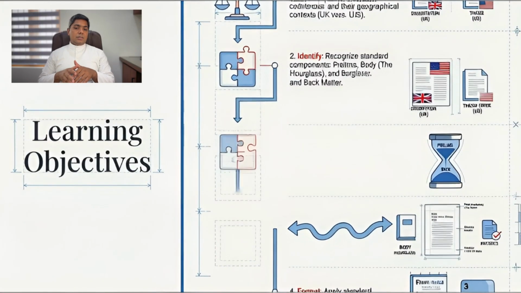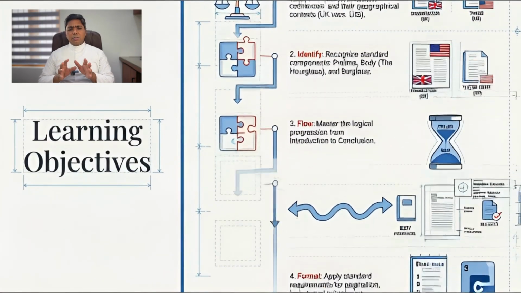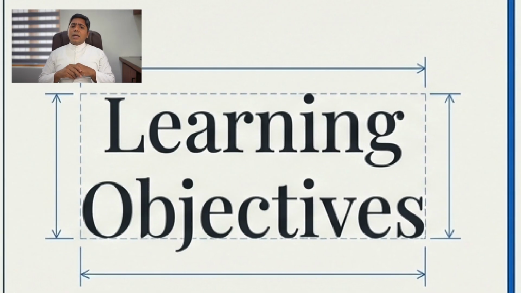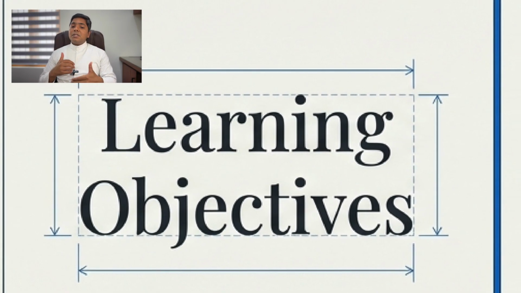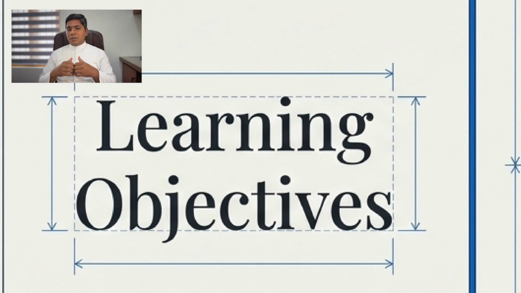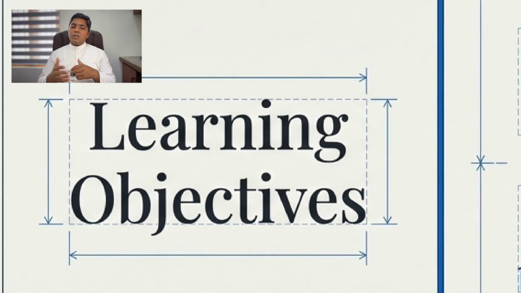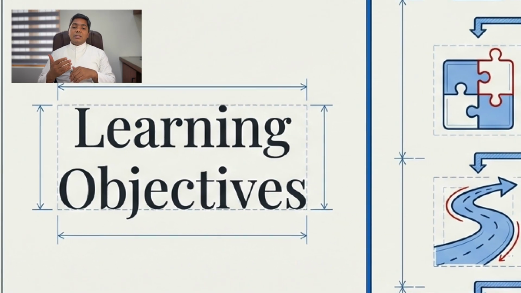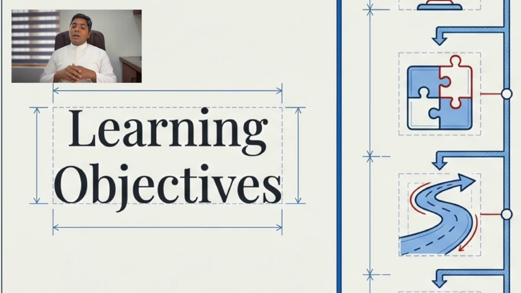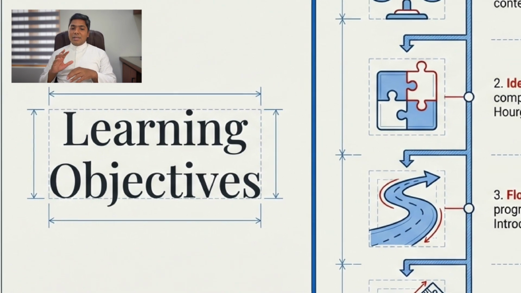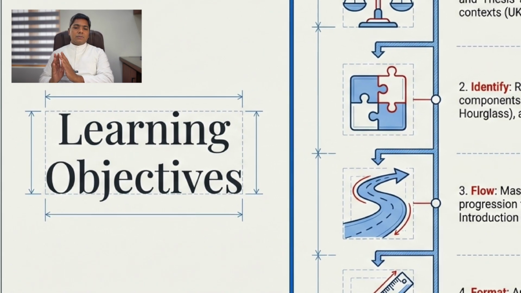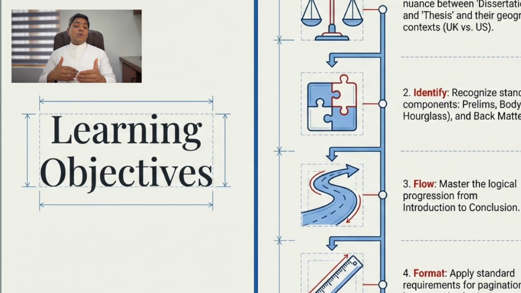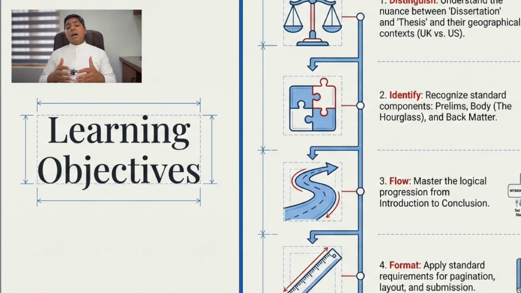By the end of this session, you will be able to distinguish between the terms dissertation and thesis and understand their specific academic context. Identify the standard components of long-form academic projects, including preliminary pages, the main body, and the back matter. Understand the logical flow of chapters from introduction to conclusion, and apply standard formatting requirements regarding pagination and layout.